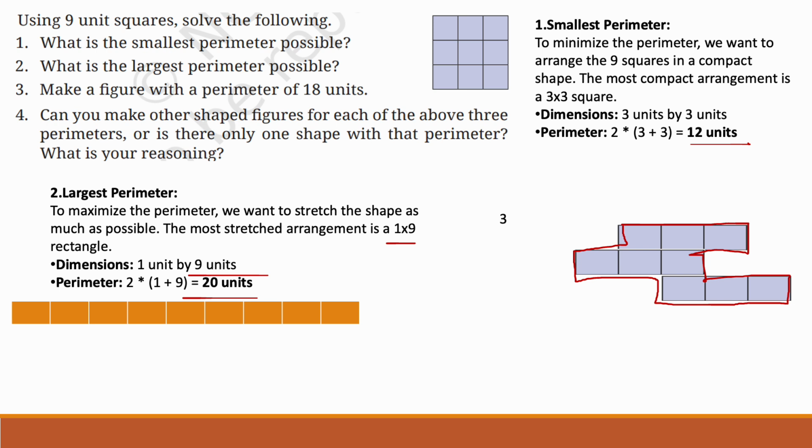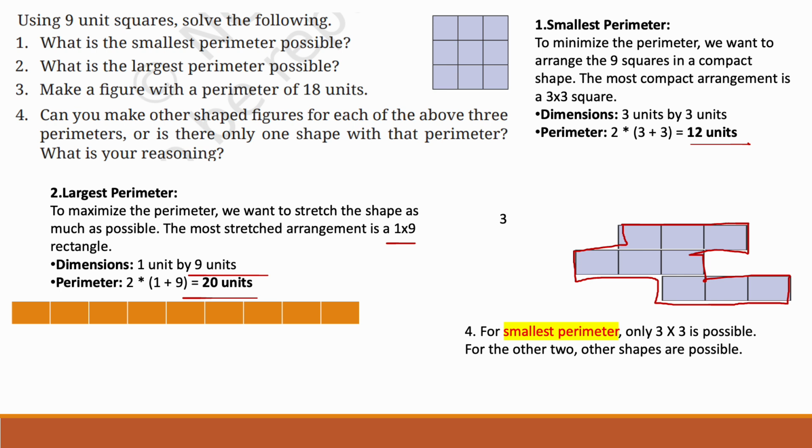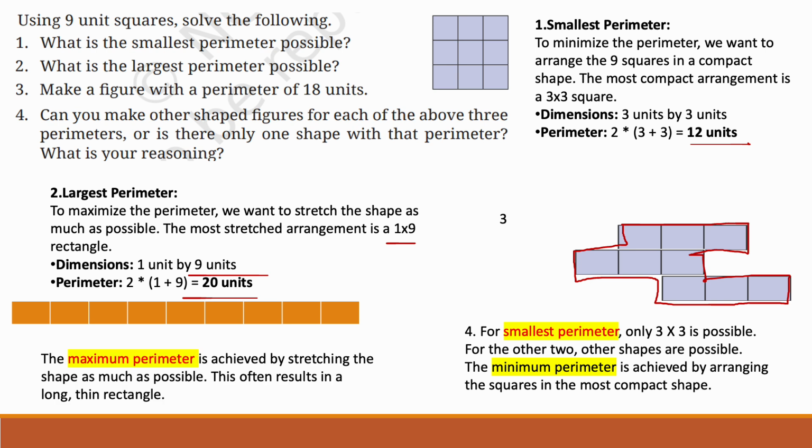Okay. The next one, can you make other shaped figures for each of the above 3 perimeters, or is there only one shape with that perimeter? What is your reasoning? For the smallest perimeter, only 3 by 3 is possible. But for the other 2, other shapes are also possible. What's the reason? The minimum perimeter is achieved by arranging the squares in the most compact shape. Maximum perimeter is achieved by stretching the shape as much as possible. This often results in a long, thin rectangle.